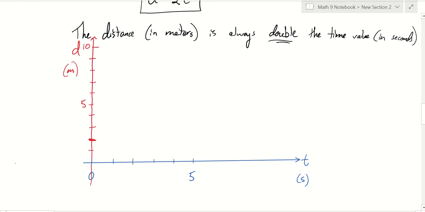So first of all, we know that when t equals 0, then d equals 0. We can show that correspondence right here. We can show that when t equals 2, d equals 4. So when t equals 2, d equals 4 right here. We can show the correspondence between t equals 5 and d equals 10.